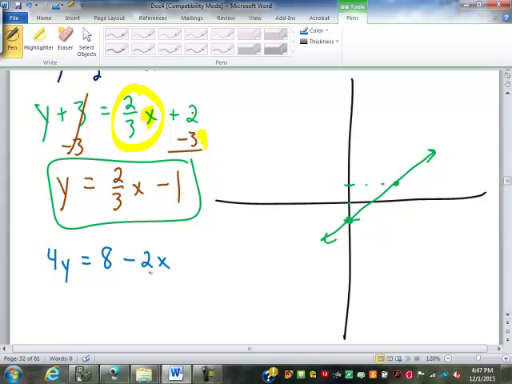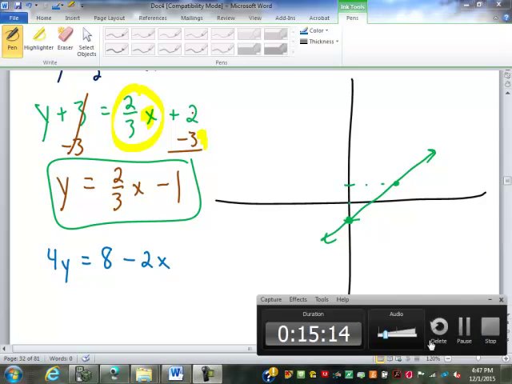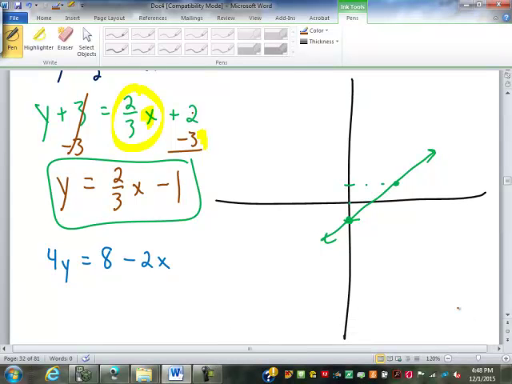In your notes, adjust that one and try to graph it. We're going to go over it in a second. What do we have to do to it? Well, the 4 is multiplying the y, so we have to divide by 4. So we have to divide by 4 over here, and remember, when we multiply or divide, we have to do it to every piece.